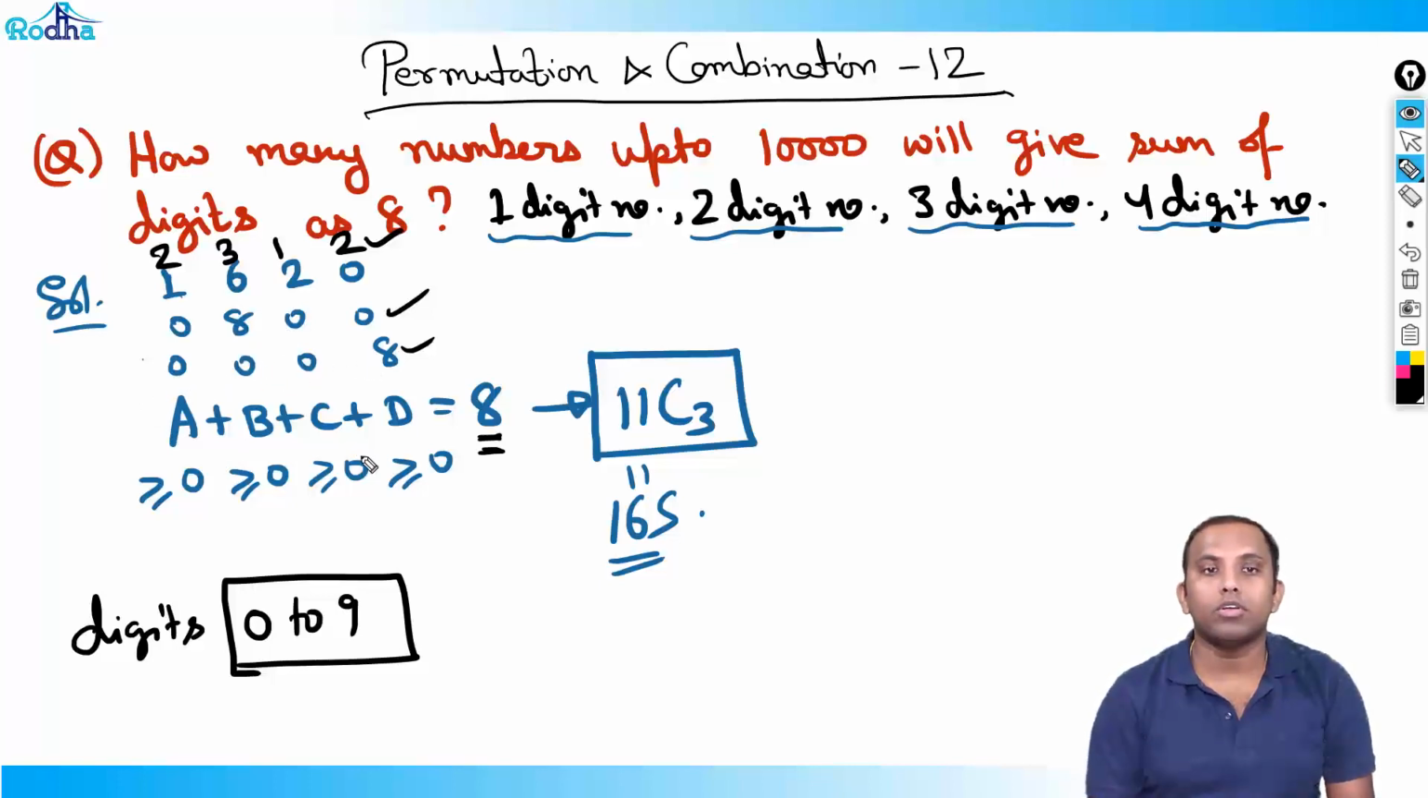That case won't come, because the sum of 4 non-negative numbers is 8, right? So what is the maximum value any variable can take here? It can take 8. It can't go beyond it. So it is correct till now.